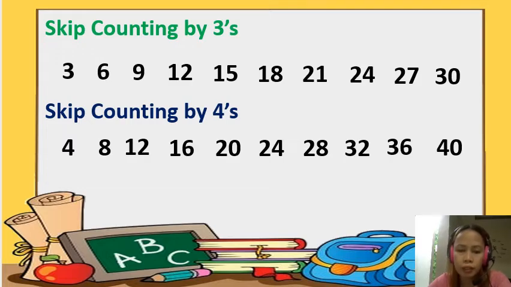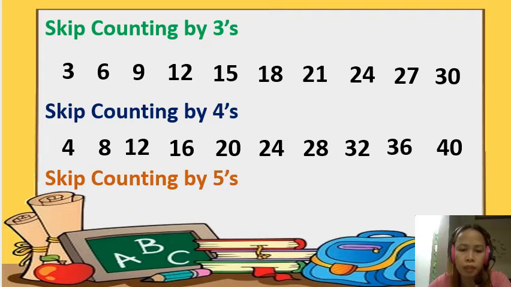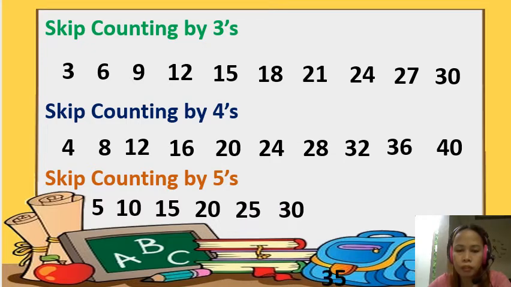And finally, we have skip counting by fives. 5, 10, 15, 20, 25, 30, 35, 40, 45, 50.